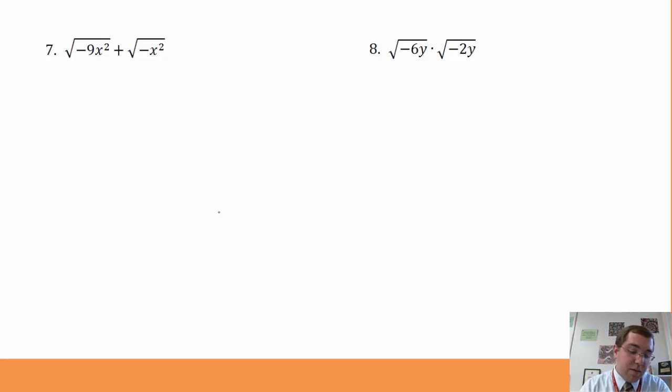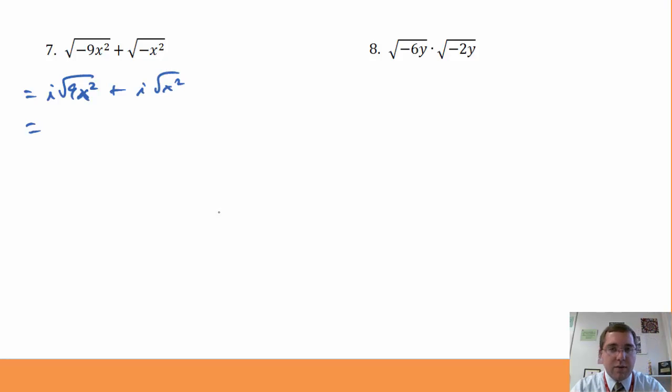And let's do number 7 here. The square root of negative 9x squared plus the square root of negative x squared. Okay, let's write it in terms of i. Square root of 9x squared times i plus i times the square root of x squared. So we get rid of those negatives underneath, and now we can work with them as positive numbers. Square root of 9x squared is 3x. This is really 3x times i. Plus the square root of x squared is x. This is really x times i. Okay? That's 3xi plus 1xi makes 4xi.